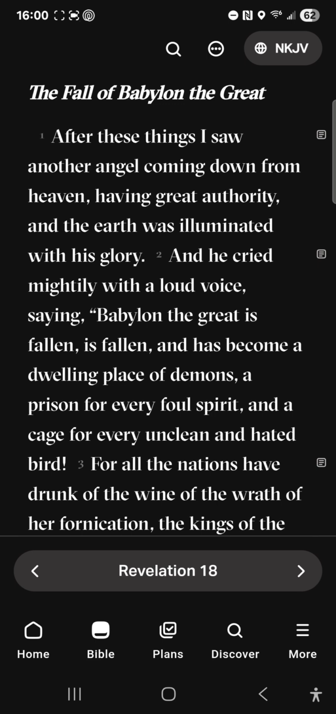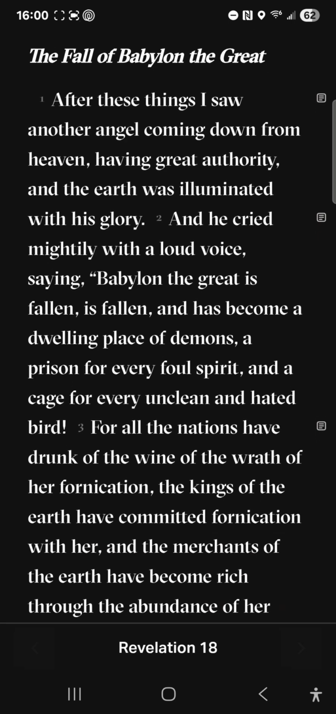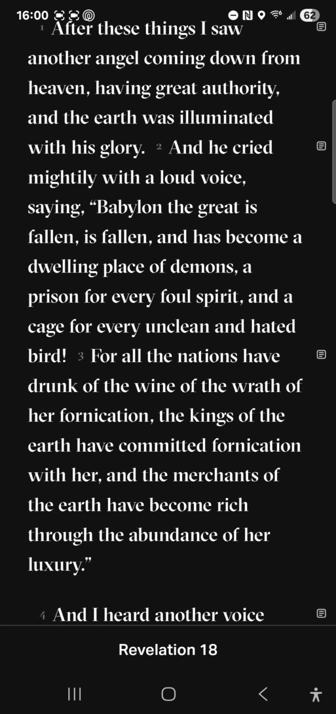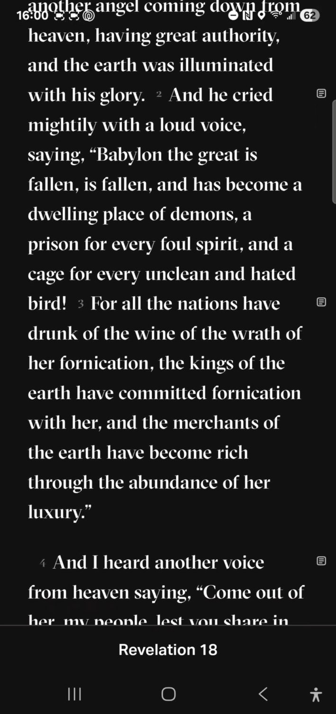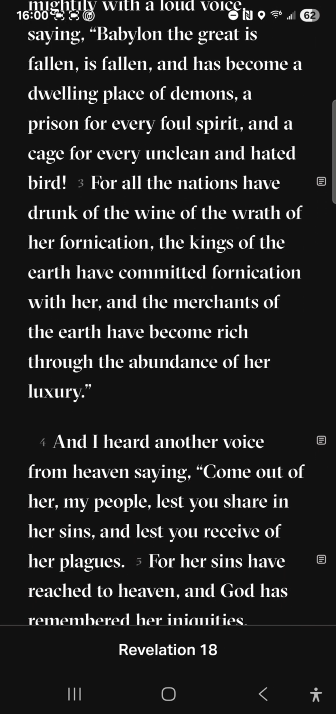And he cried mightily with a loud voice, saying, Babylon the Great is fallen, and has become a dwelling place of demons, a prison for every foul spirit, and a cage for every unclean and hated bird. For all the nations have drunk of the wine of the wrath of her fornication. The kings of the earth have committed fornication with her, and the merchants of the earth have become rich through the abundance of her luxury.